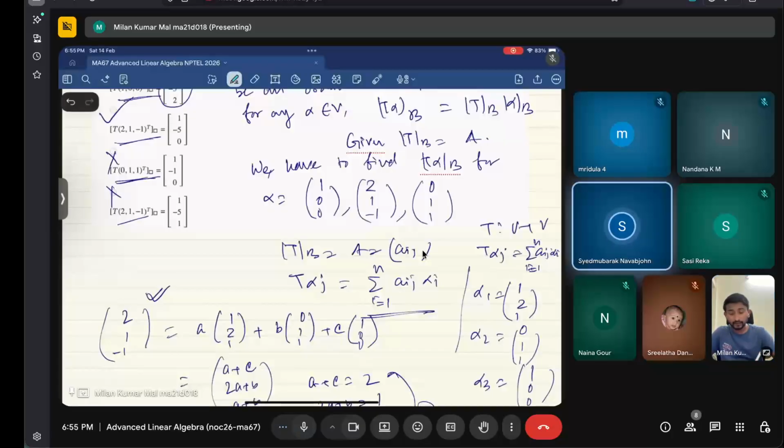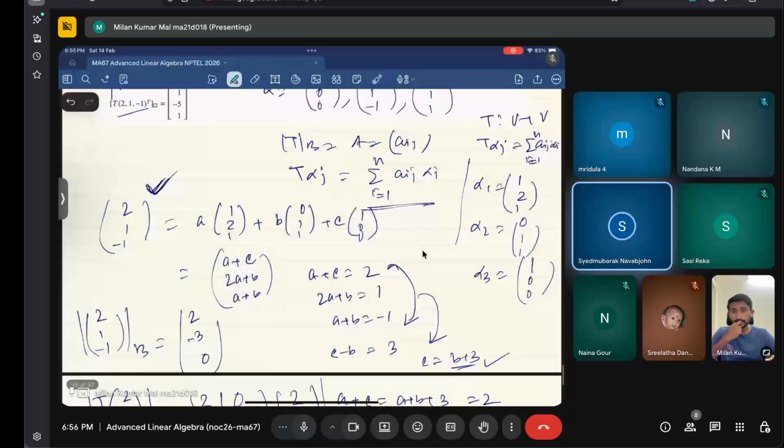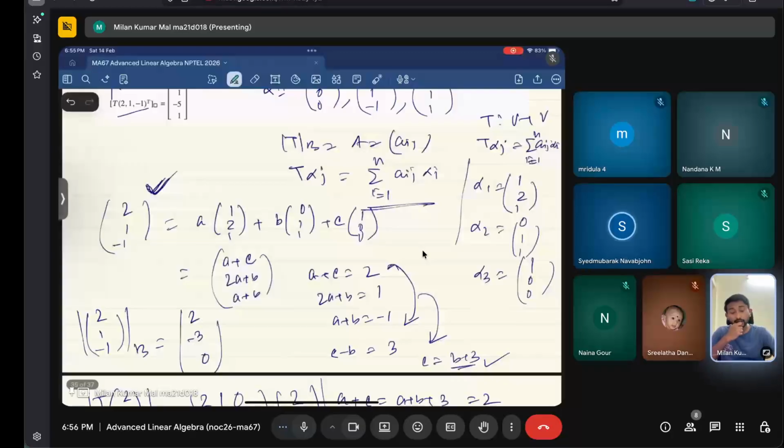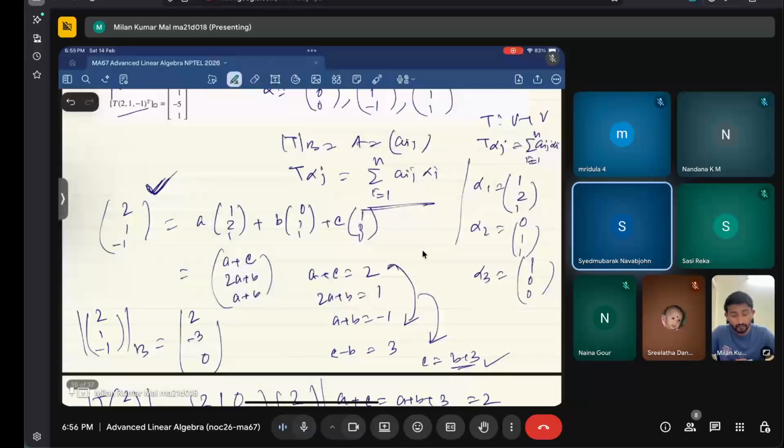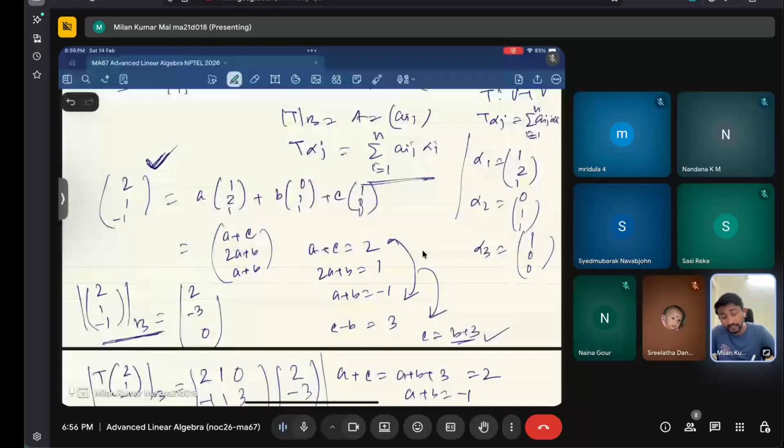So the coordinate vector of alpha with respect to this ordered basis is 2, minus 3, 0. Right, T alpha beta for this. So here 1, 0, 0 and 0, 1, 1 already being in the basis, this is clear.